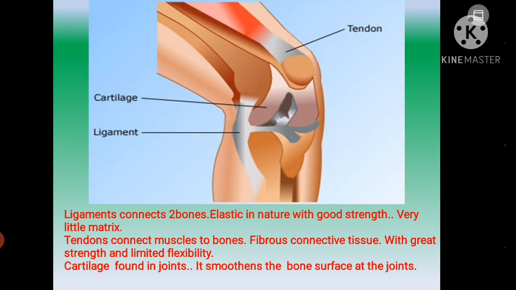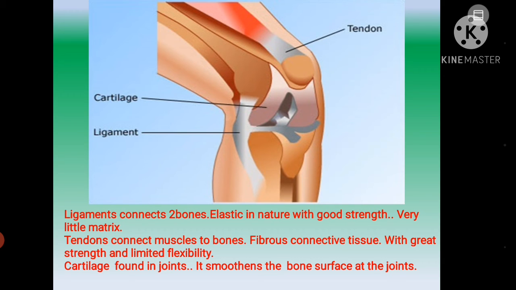They are ligaments. What they do is connect two bones, and they are elastic in nature with very good strength. That's why we are more flexible at the joint region or the knee region, where maximum rotation is possible. So they have very little matrix.